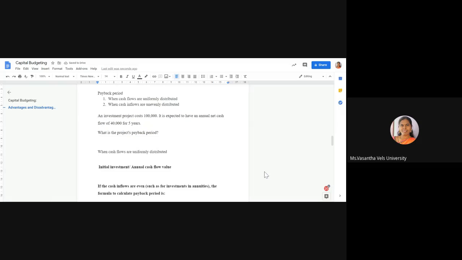An investment project cost 1 lakh. So what is that? 1 lakh is the initial investment. Are you able to follow? It is expected to have an annual net cash flow of 40,000 for 5 years. It's given. So the formula is initial investment. So I will substitute. Write the formula.